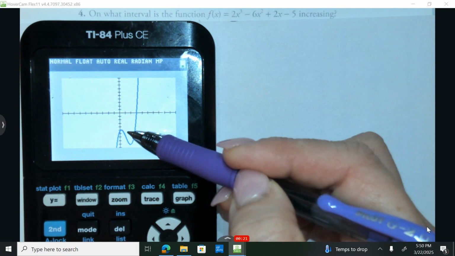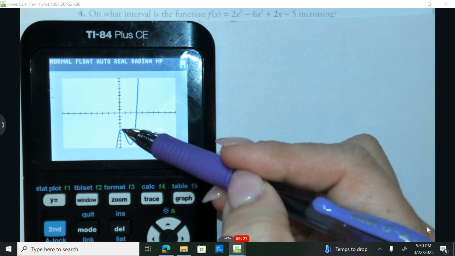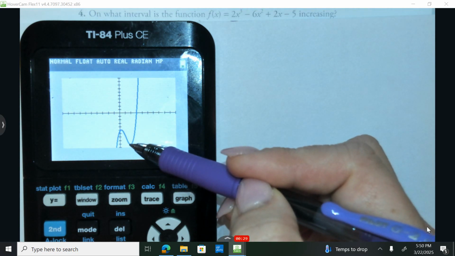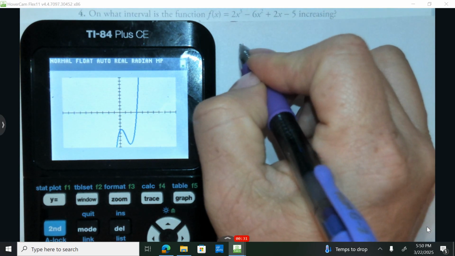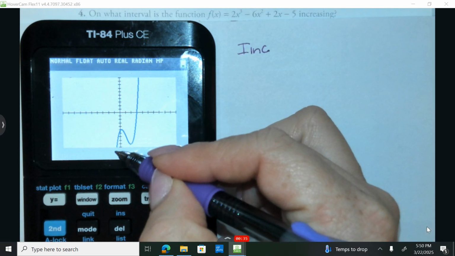Here's a turning point, then it's decreasing. Here's another turning point, and then it is increasing. So I really need to know what this local maximum and this local minimum are. So we want to know, where is it increasing? If I could highlight here, it is increasing here.